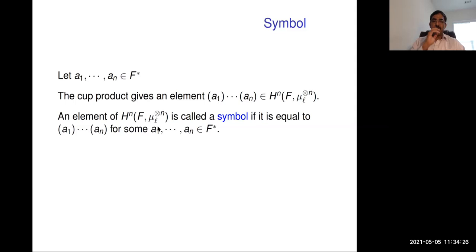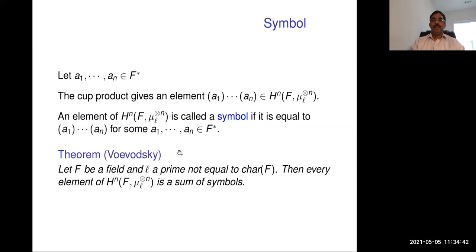So for example, let's assume that the field contains ℓ-th roots of unity, and let's look at n equal to 2. So this is just the Brauer group, and this corresponds to the so-called cyclic algebras. And if ℓ is 2, these are the famous quaternion algebras. So for n equal to 2 and ℓ equal to 2, this is a famous theorem of Merkurjev, who says that every element in H^2(F, μ_ℓ) is a tensor product of quaternion algebras. And for general ℓ, it's the theorem of Merkurjev–Suslin.